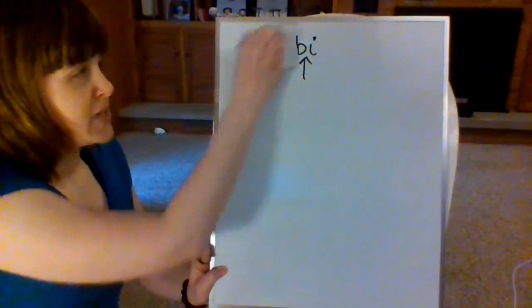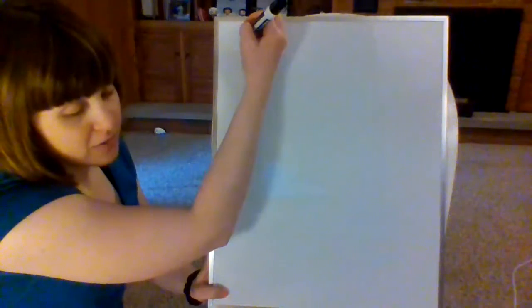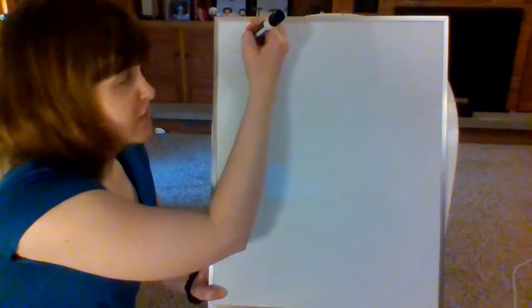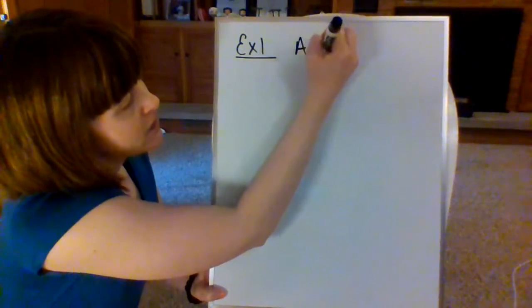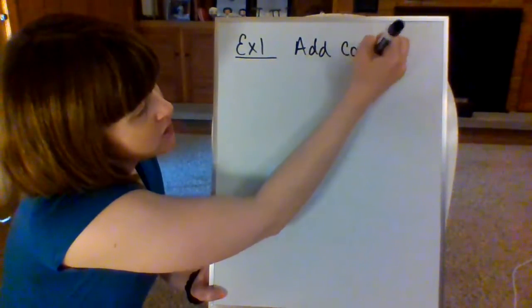Today we're going to be adding and subtracting complex numbers, so it's basically just combining like terms, and for now we're going to treat the i as if it were an x, even though it represents an imaginary number. Okay, so we're going to get started with it. The first example, we're adding complex numbers.